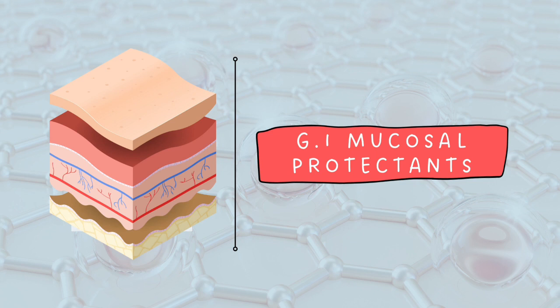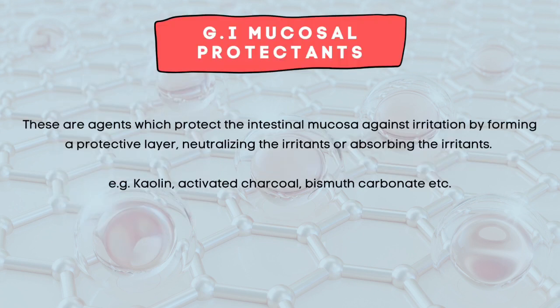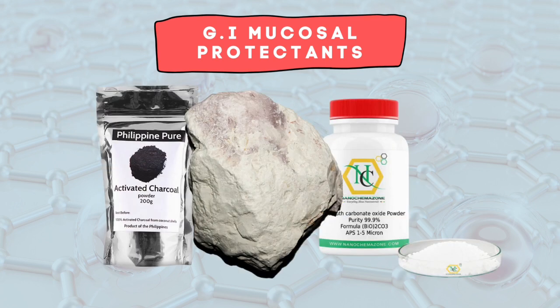Next class of drugs are gastrointestinal mucosal protectants. These are agents which protect the intestinal mucosa against irritation by forming a protective layer, neutralizing the irritants, or absorbing the irritants. Here are some examples of GI mucosal protectants: kaolin, activated charcoal, bismuth carbonate, and etc.